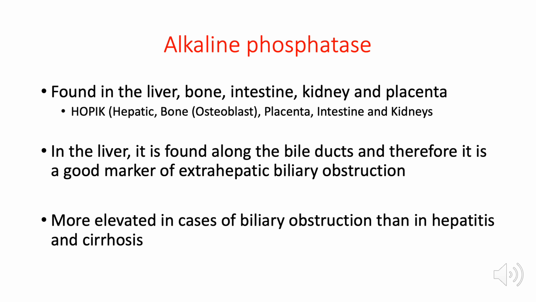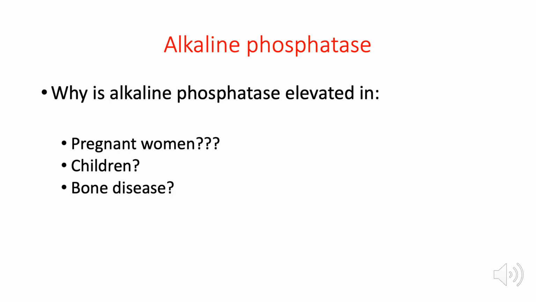And for you to easily remember that: HOPIK. H, hepatic, liver; O, osteoblast of the bone; P, placenta; I, intestine; and K, kidney. So if there is a problem with any of these organs, or if the woman is pregnant, expect that that person or that pregnant woman will have increased ALP in his or her blood samples. So why do you think alkaline phosphatase is elevated in pregnant women? Because they have the placenta, and placenta can produce alkaline phosphatase.